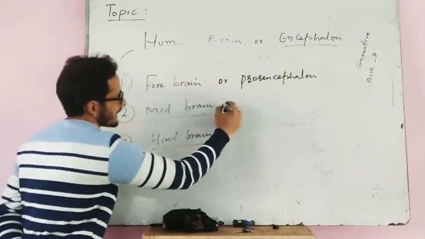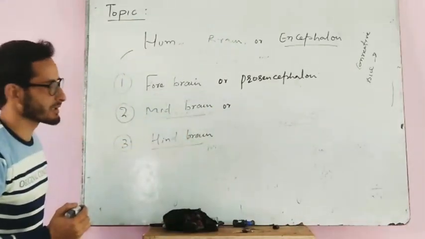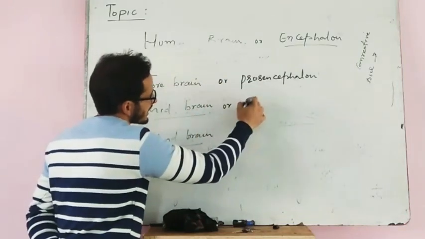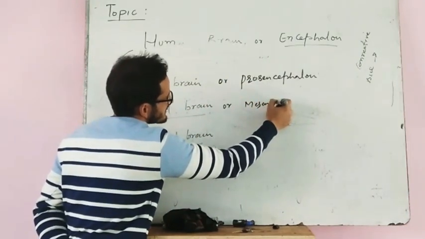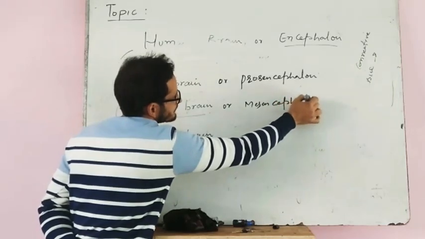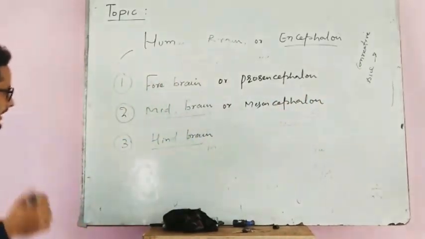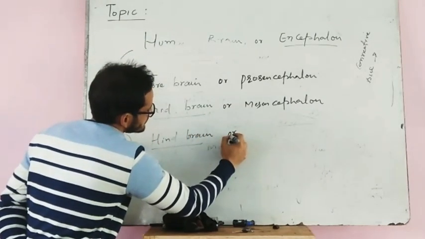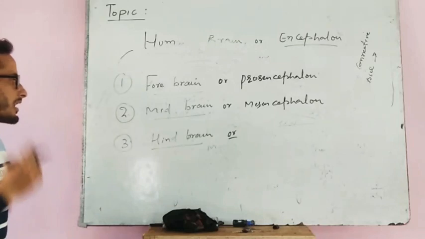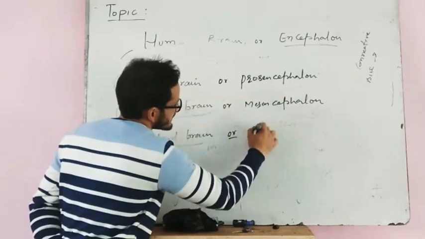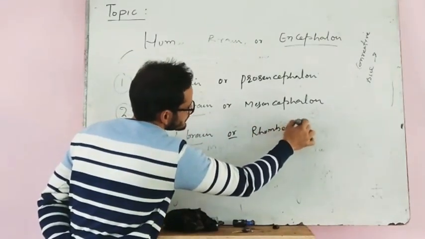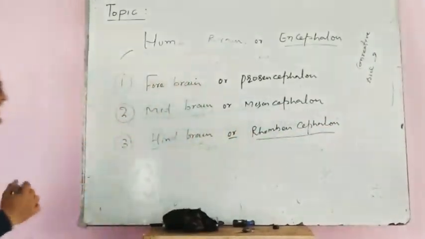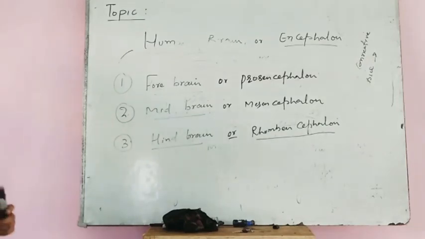While the midbrain, which is a rudimentary part of human brain, which lies below the forebrain, is also known as mesencephalon. And the third one, hindbrain, which is the posterior part of brain, is also known as rhombencephalon. These are the main three parts of human brain.